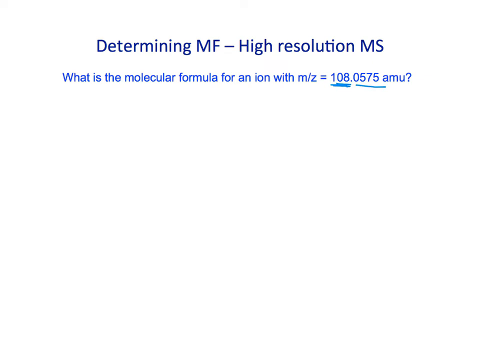So, for example, let's look at this mass of 108.057. Let's first come up with a formula for 108, and we'll follow the procedure that we did last time. So we start out with 108, and what did we do first? We divide by 12. That comes right out to 9. So this would give us a starting point of just C9. But we should have some hydrogens in there.